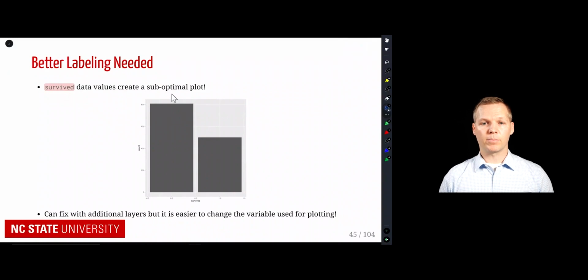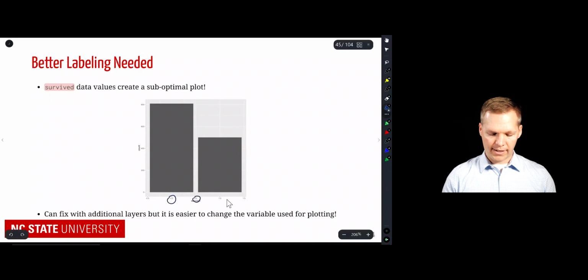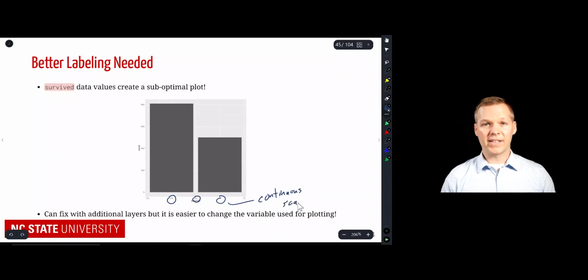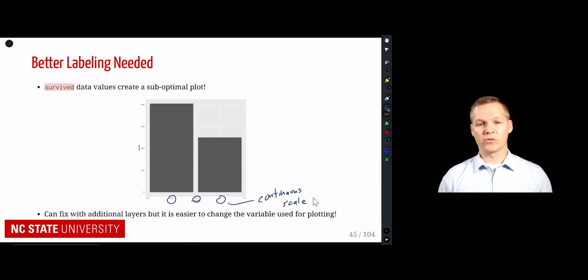Now, if we looked at that bar plot that we just made, it's kind of suboptimal, right? We have a continuous scale down here, and that's not ideal because this continuous scale is really representing a categorical variable. This just has two values, 0 and 1, or did not survive and survived. There's a couple ways that we can fix that. We could fix it with additional layers, so we could add a layer that changes the x-axis values. And that's fine to do, but it's actually easier to do some of this stuff prior to doing the plotting. So we can actually just change the type of variable that we're dealing with, and it comes out looking much nicer on the plot itself.